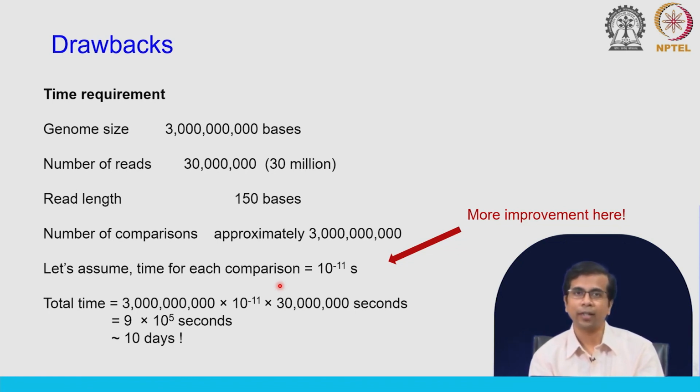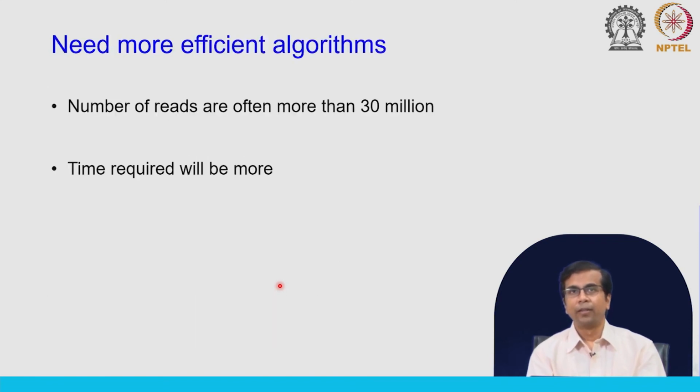For 30 million reads, if it takes 10 days, and you increase the number of reads, if you are processing billions of reads, it will take even longer. If you are processing 300 billion reads, it will take 100 days. So, this will increase the time, and that is still not acceptable. We want to do this within a few hours, maybe a day or two, not 10 days for 30 million. So, what it means is we need more efficient algorithms.